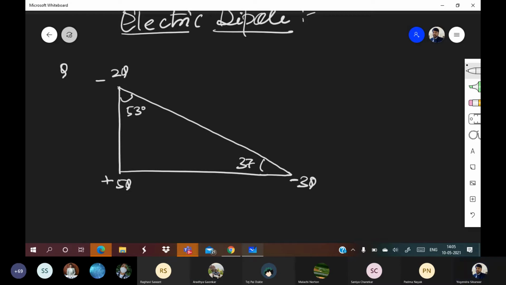So, the question: find the net dipole moment of the system.